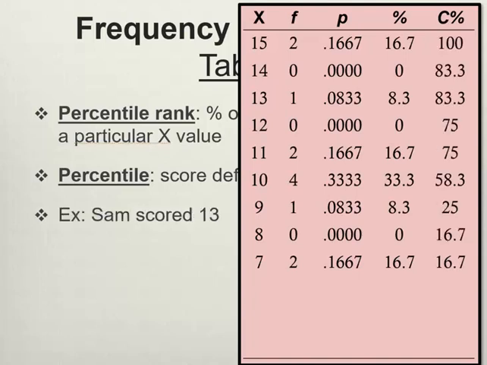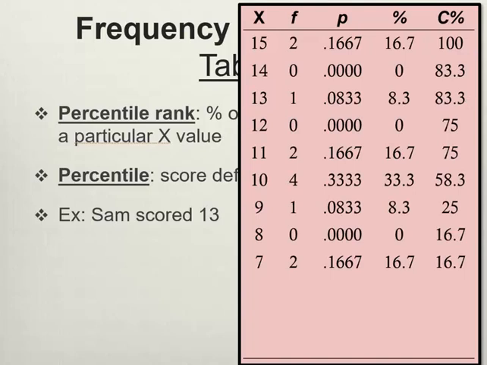And so here it is. This is where we left off. We started with 16.7 because that's the percent for the lowest possible x value in our distribution, and we continually add to this running total the percent from the row right above it. So 16.7 plus 0 is 16.7. 16.7 plus 8.3 is 25. 25 plus 33.3 is 58.3, and so on, all the way up until we get to 100.